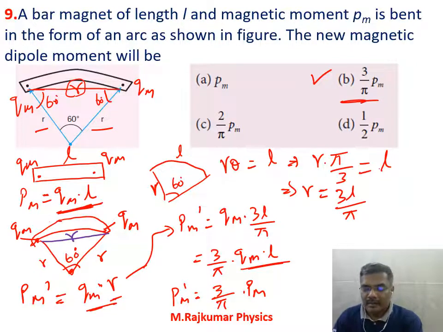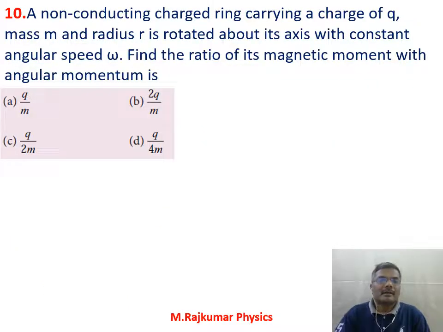Okay, then we'll go to the next question, this 10th question. A non-conducting charged ring carrying a charge of q, mass m and radius r is rotated about its axis with a constant angular speed omega. Find the ratio of its magnetic moment with angular momentum.